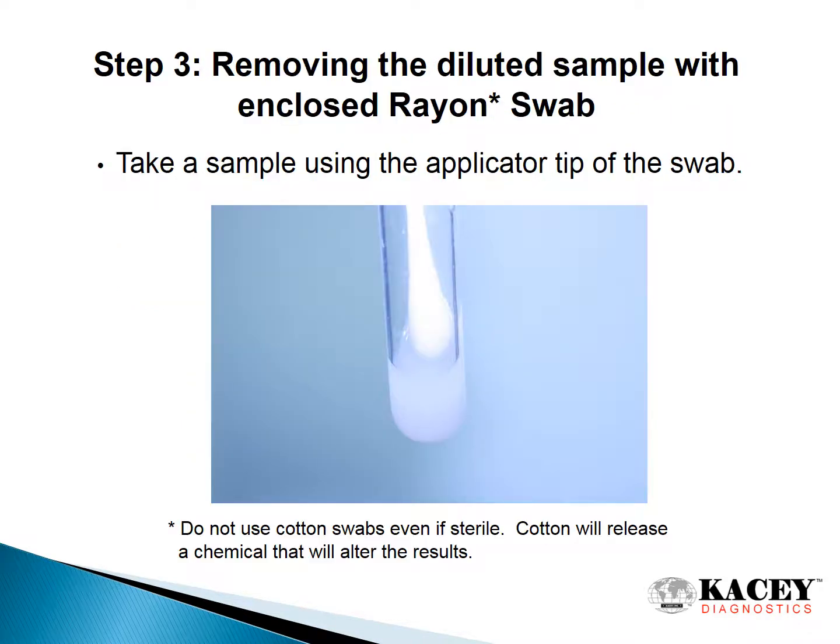Step 3. Removing the diluted sample with enclosed rayon swab. Take a sample using the applicator tip of the swab. Again, do not use cotton swabs. Even if sterile, cotton will release a chemical that will alter the results.